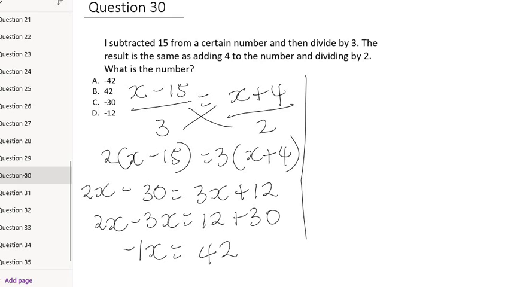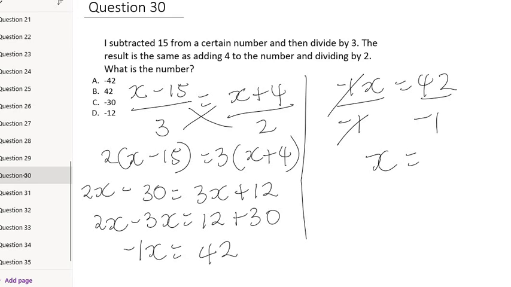To get x, here we have minus 1x equals 42. We have to divide both sides by minus 1. Minus 1 cancels minus 1. x equals 42 divided by minus 1, which is minus 42. So my answer will be A, minus 42.